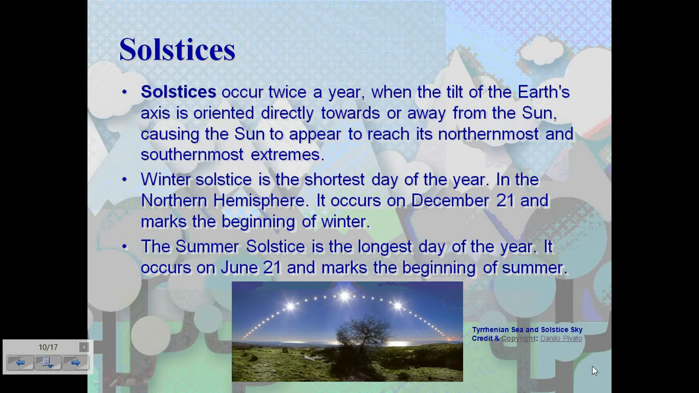Solstices. Solstices occur twice a year when the tilt of the Earth's axis is oriented directly towards or away from the sun, causing the sun to appear to reach its northernmost and southernmost extremes. Winter solstice is the shortest day of the year. In the northern hemisphere, which we are indeed a part of, it occurs on December 21st and marks the beginning of winter. The summer solstice is the longest day of the year. It occurs on June 21st and marks the beginning of summer.